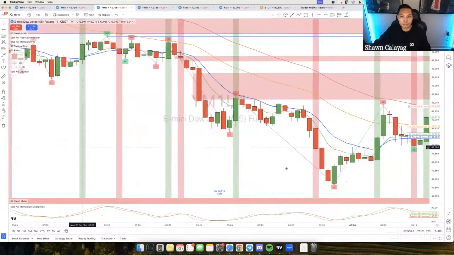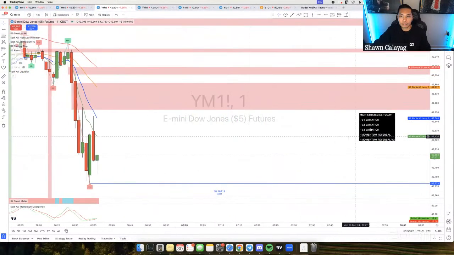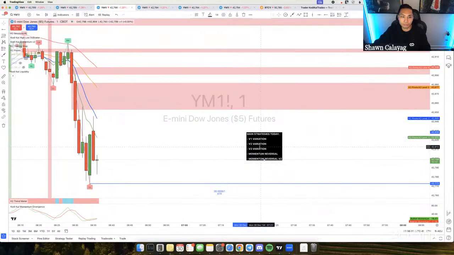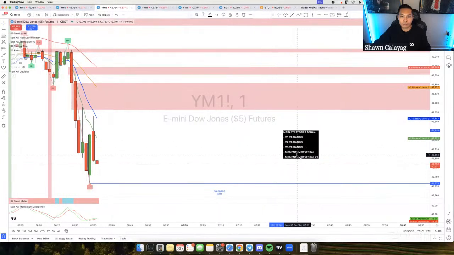Yeah, that one doesn't come up very often. That's why it's a V2. I kind of put these in order of likeliness of them to come up. Like the V1 variation comes up more often than the V2, V3. So obviously that's the main one that we look for. Same with the momentum reversal.